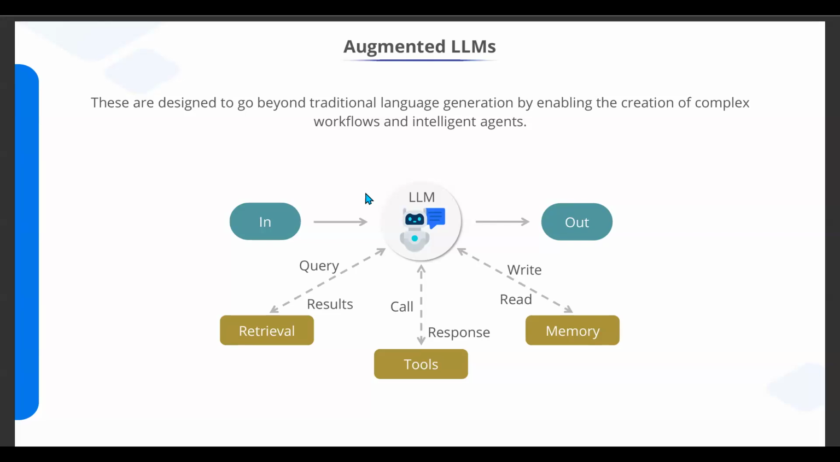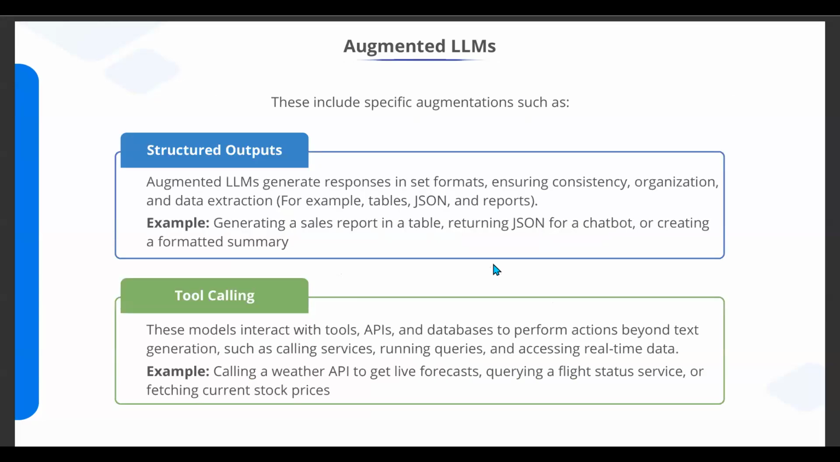Later, tools come into the picture. It will communicate to the tools for calculating numbers, calling APIs, querying the database, and generating the charts. As a response, you'll be getting a chart saying the Q3 sales report shows a 12% increase compared to Q2. So this would be augmented LLMs, which contain structured output and tool calling.